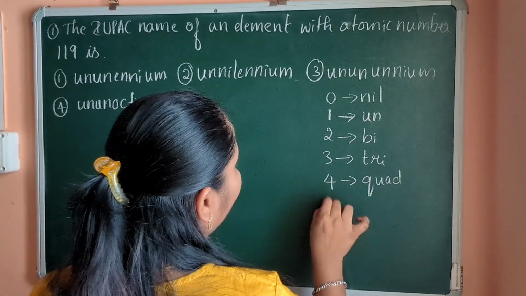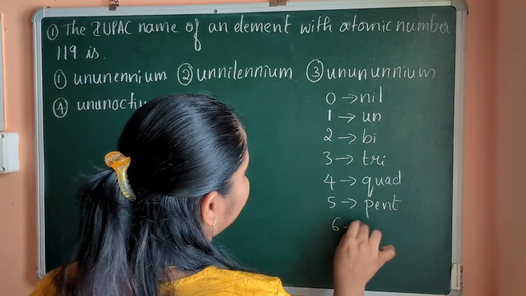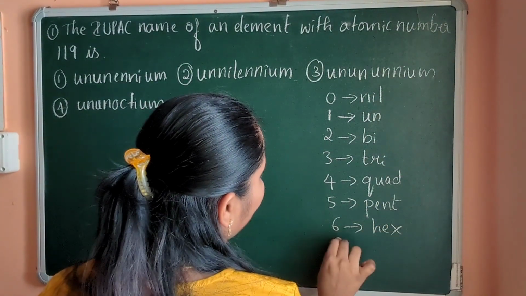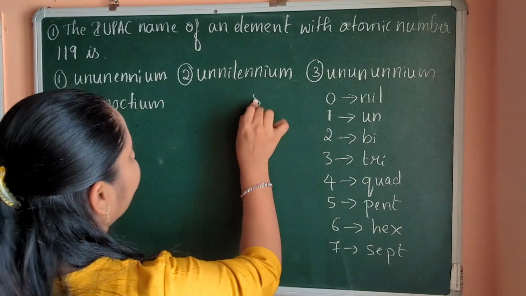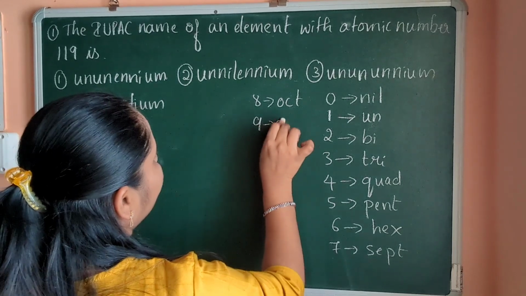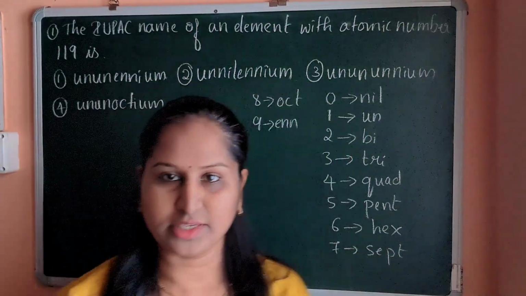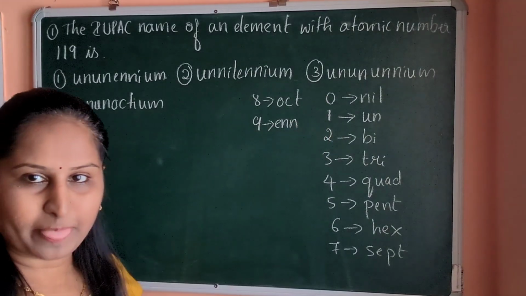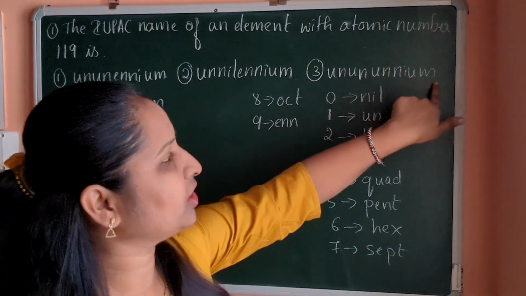For 5, it will be pent. For 6, hex. Then for 7, it is sept. For 8, it will be oct. For 9, it will be enn, E-N-N. So the numbers should be named accordingly, and the nomenclature should end with I-U-M, that is ium, like this.